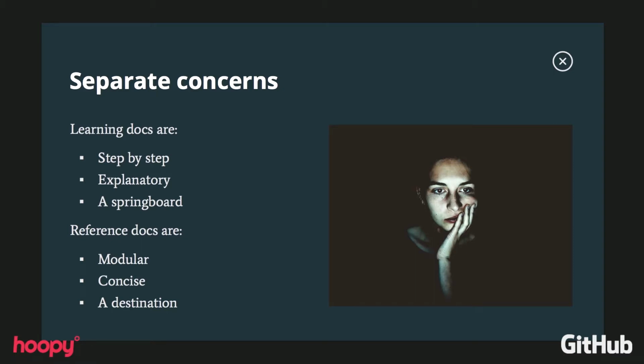The first thing I would say is to separate your concerns. There are kind of two types of documentation in my mind. There is learning documentation, where you're explaining things step by step, and you want it to be a springboard where people can go, and if they want to learn something new about this other thing that they read about, they can go do that, and they're kind of just mucking about and trying to get things spun up.